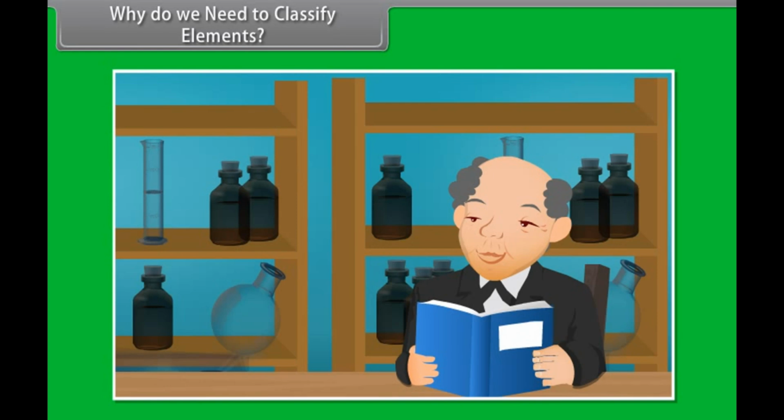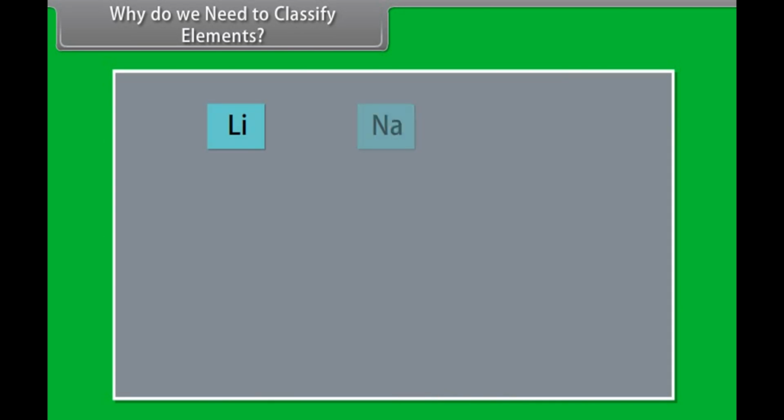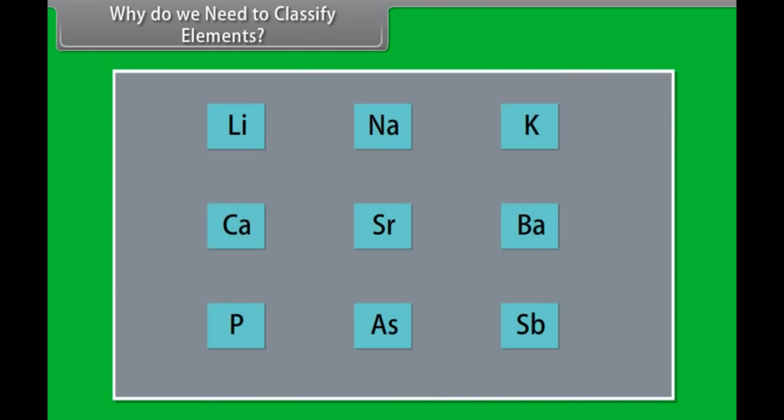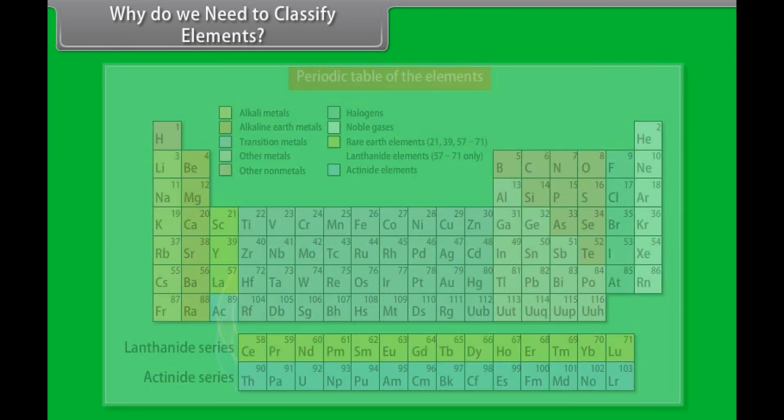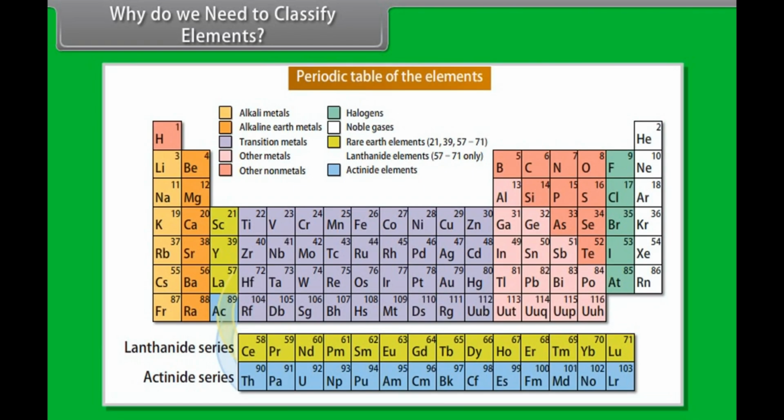Why do we need to classify elements? Before the beginning of the 18th century, few elements were known. As time passed, a large number of elements became known, and today we know 114 elements, and it has become quite essential to classify them. The classification of elements led to the formation of the periodic table. Thus, the periodic table may be defined as the table giving the arrangement of all the known elements according to their properties, so that similar elements fall within the same vertical column and dissimilar elements are separated.